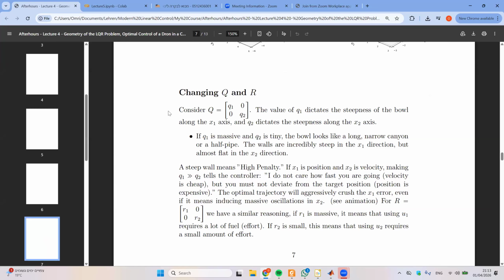Okay, now what is the meaning of the Q and the R? What happens when we change the values? So let's consider a diagonal matrix Q, just for the sake of example. Basically, the value of Q1 dictates the steepness of the ball along the x1 axis, and Q2 dictates the steepness along the x2 axis. So if Q1 is massive and Q2 is tiny, the ball looks like a long, narrow canyon. So let's see an example.